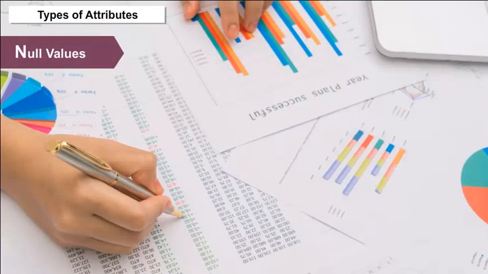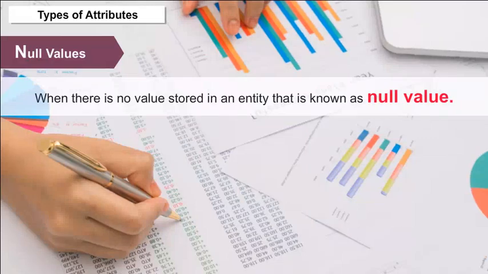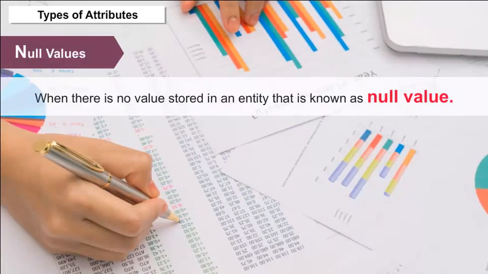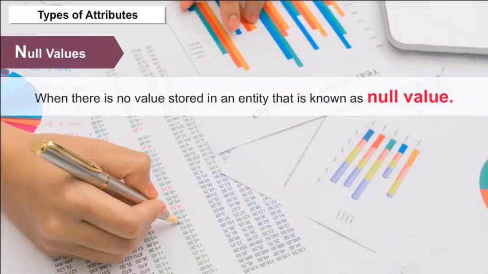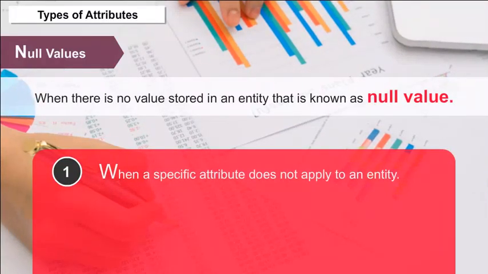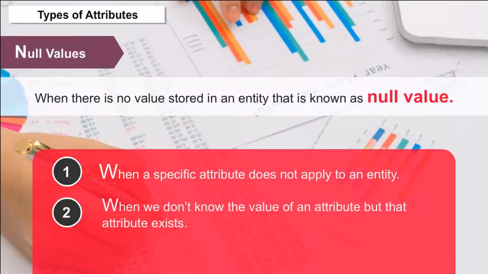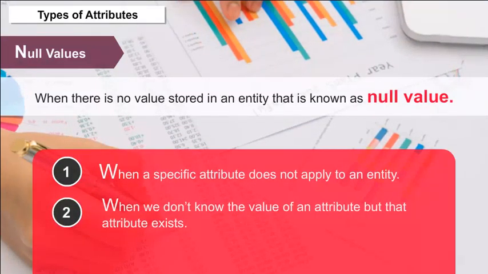Null values. When there is no value stored in an entity, that is known as null value. We use null values in three situations. 1. When a specific attribute does not apply to an entity. 2. When we don't know the value of an attribute, but that attribute exists.